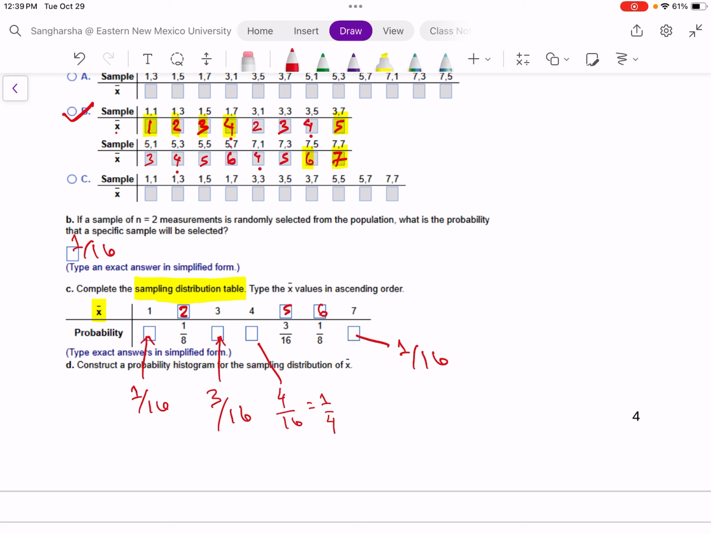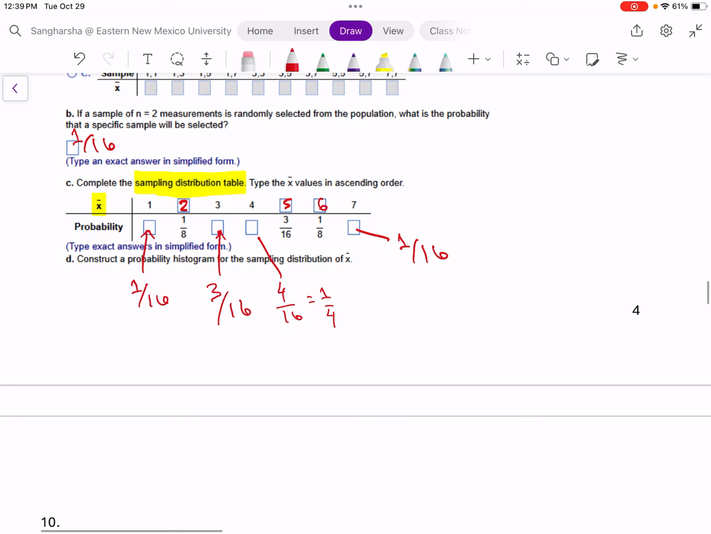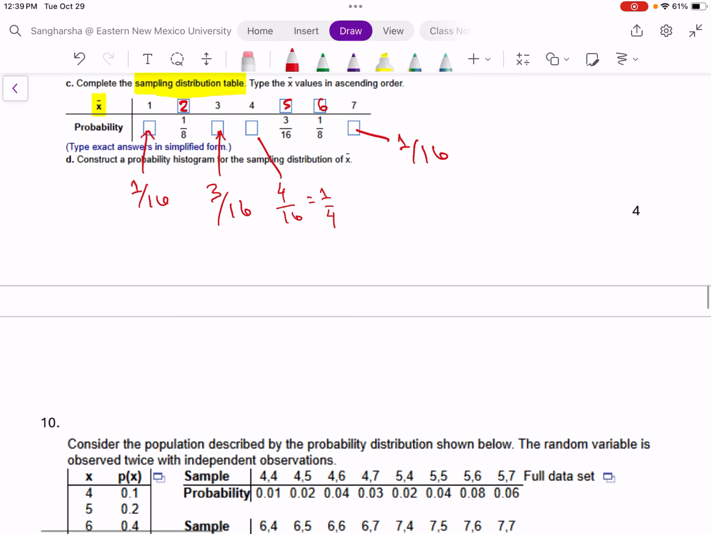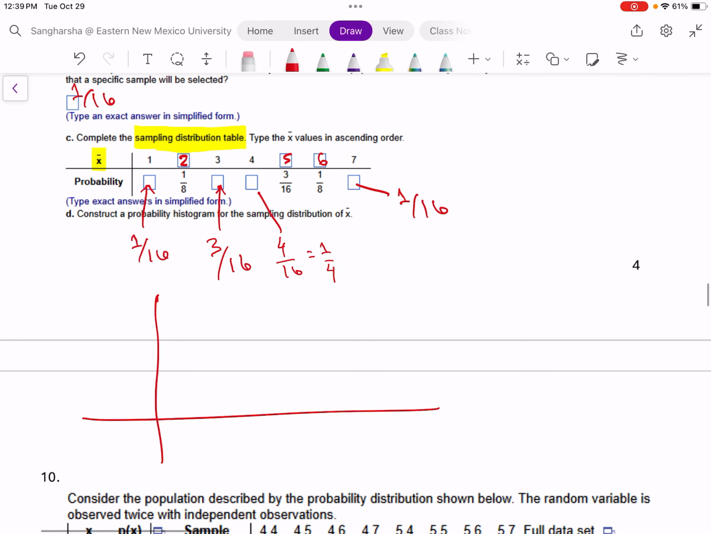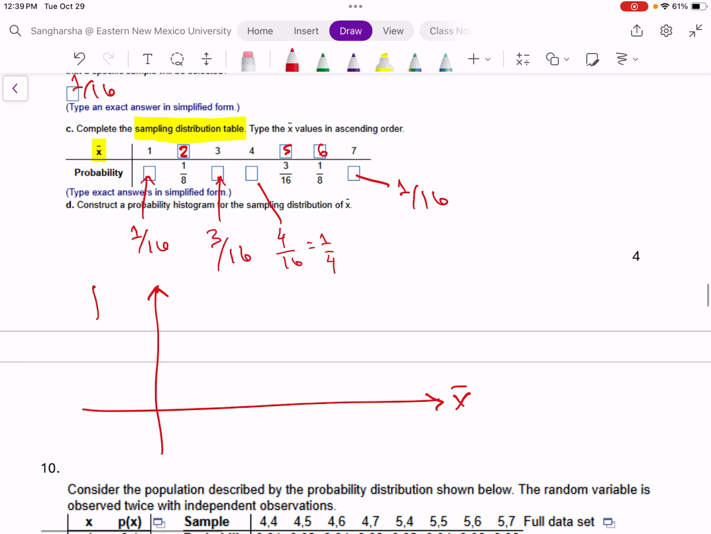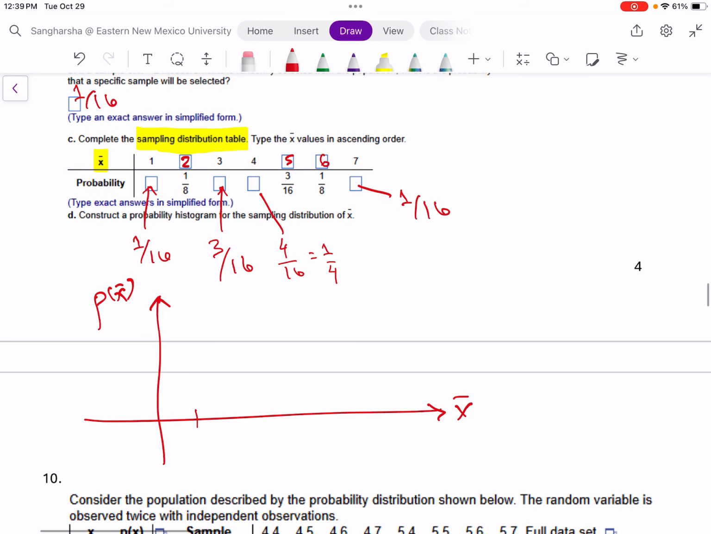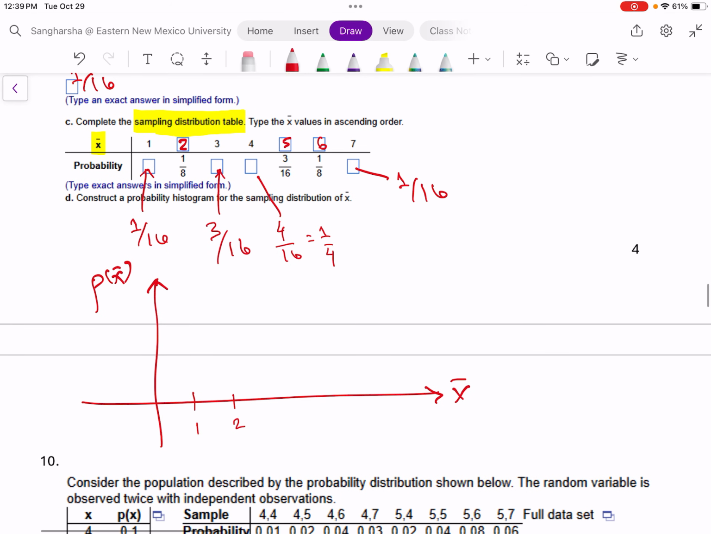And you're going to have a very similar question, okay? So make sure you know how to solve this one. In number D, you are asked to construct a histogram. It's super easy, right? For the histogram, you have x bar on the horizontal axis, and you have the probability of x bar. So x bar can be 1, 2, 3, 4, 5, 6, 7. So these are the values for x bar. And our probabilities are 1 over 8, 1 over 16.